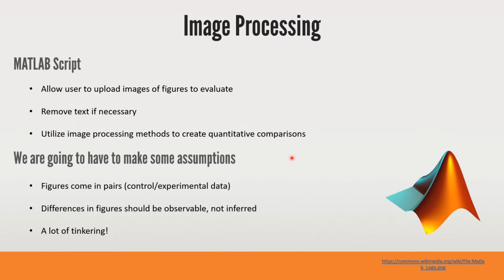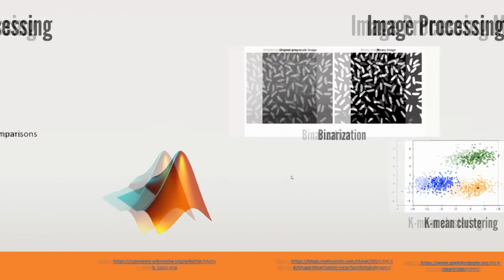So we're going to have to make some assumptions in order to achieve this. First of all, we're going to say that figures have to come in pairs. So we're going to have a control figure, and then we're going to have an experimental data figure, right? One figure and then another figure, and we're comparing those two. Now, the differences in figures should be observable, not inferred. This is kind of explanatory in that you need to actually see the image. The computer actually needs to see that difference in those two images. And there's going to be a lot of tinkering we're going to have to do to try to get these methods to work properly.